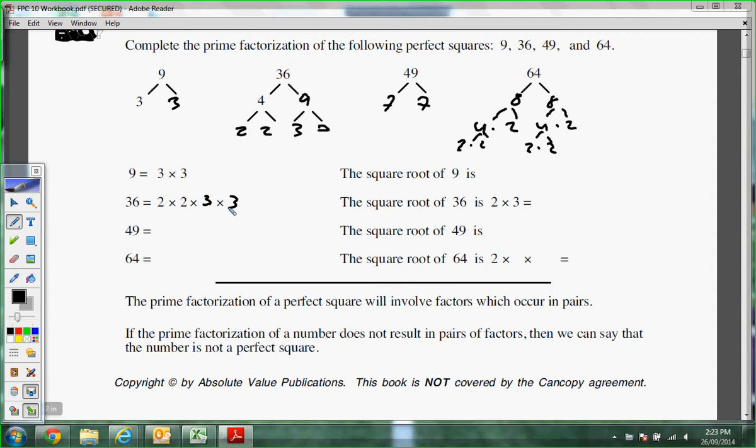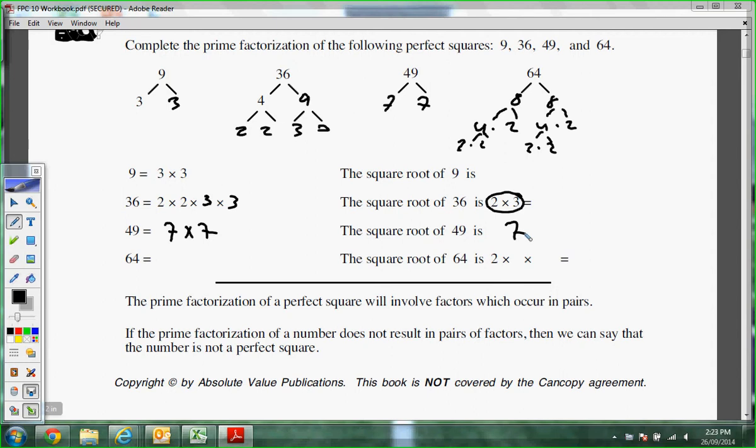Okay, and then that's why they're showing you the square root of 36 is just whatever your pairs are. My pairs are 2s and 3s, so 2 times 3 is my square root. Square root of 36 is 6. Okay, 49 is 7 times 7. Square root of 49 is 7.